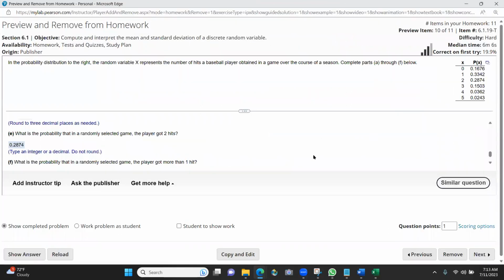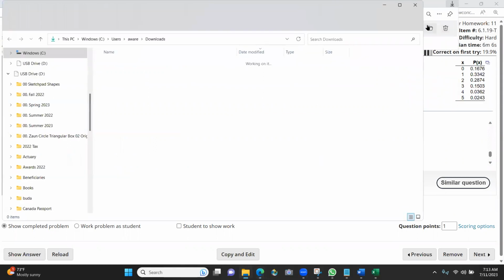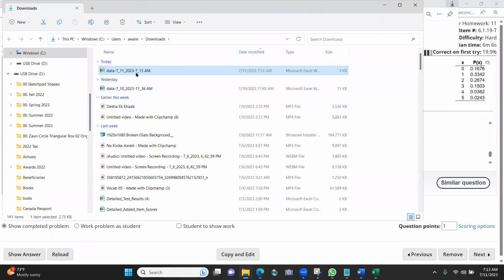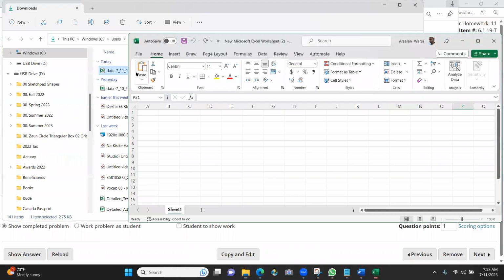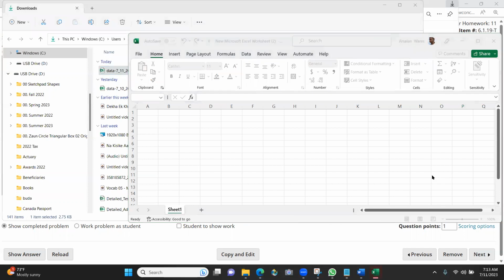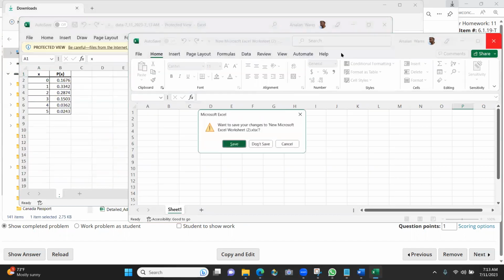In the probability distribution to the right, the random variable x represents the number of hits the basketball player obtained in a game over the course of a season. Complete parts A through F. Let's grab this. It's just safer, I don't want to enter the data incorrectly and mess up. Awesome, we have it.